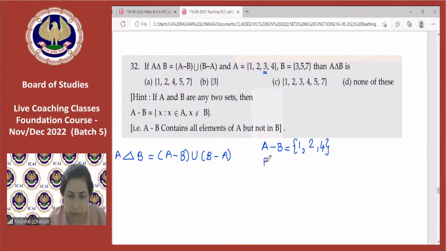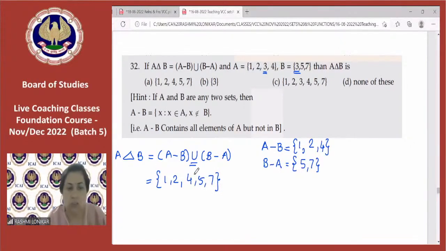Then we will do B minus A. What does it mean? What are the elements in B which are not present in A? We know 3 is already present in A also. So, what are the elements? 5 and 7. So, I have found out A minus B and B minus A. And what I have to do is the union. So, this is equal to all the elements of A minus B and B minus A, which is 1, 2, 4, 5 and 7. So, this is the correct answer, 1, 2, 4, 5, 7. So, A will be the correct answer.